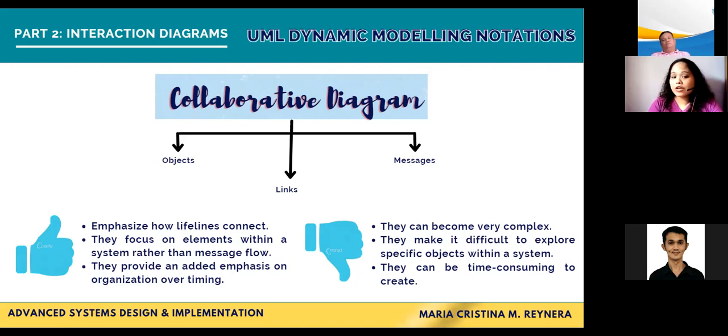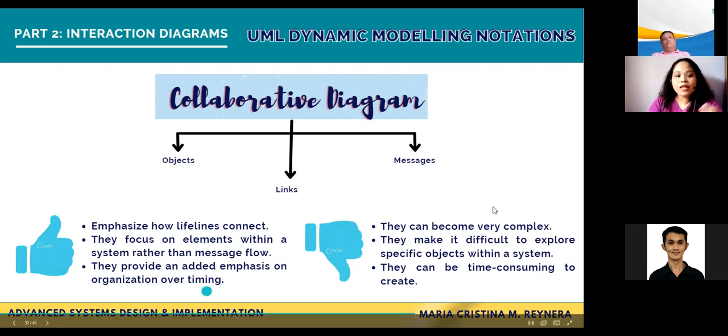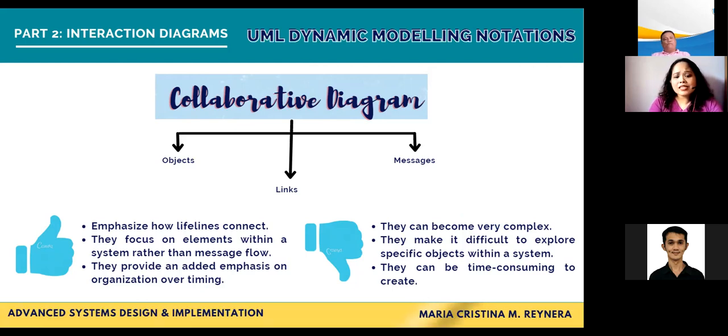We also have the link. A link is the connection from object to object. These links set collaboration diagrams apart from the sequence diagram, as they enable us to see the relationship between the different objects. Now the last one is the messages. Messages in a collaboration diagram are shown as an arrow pointing from the client.